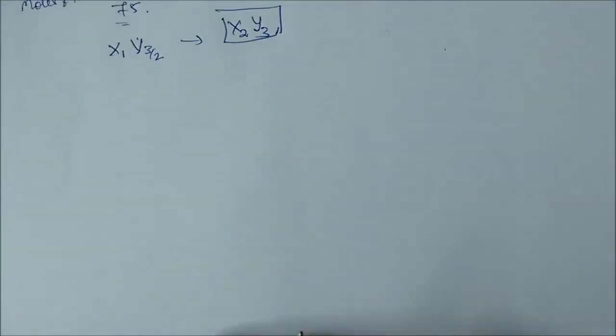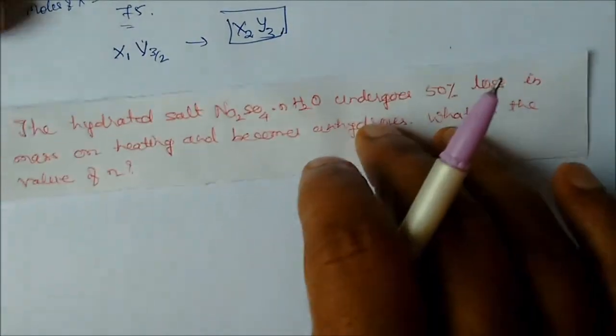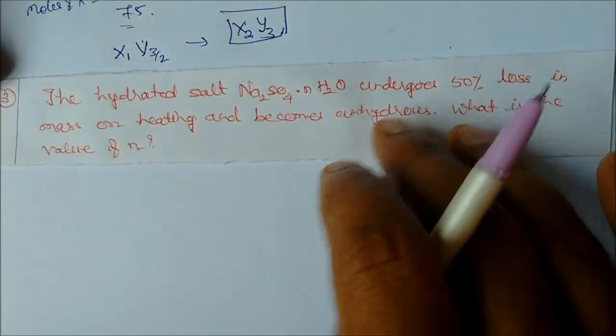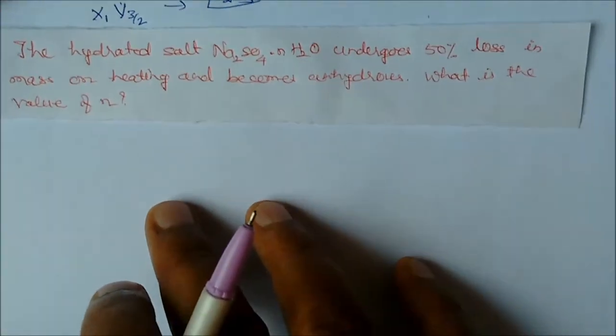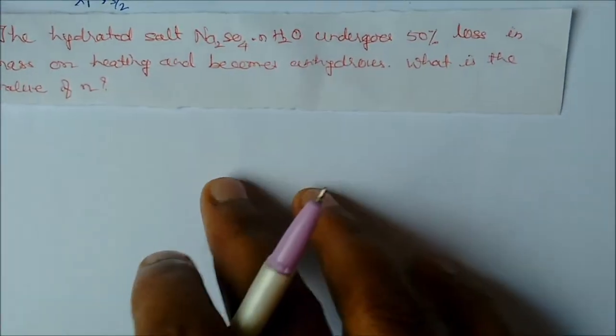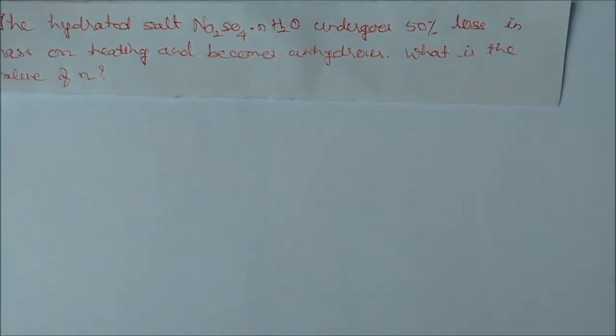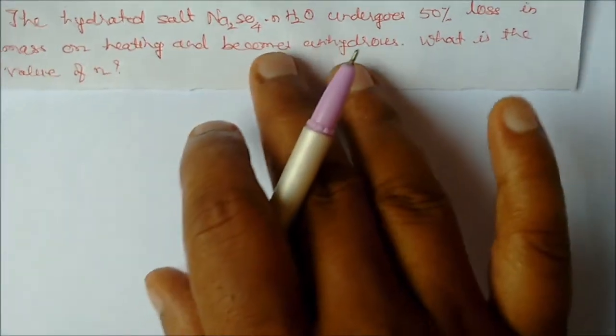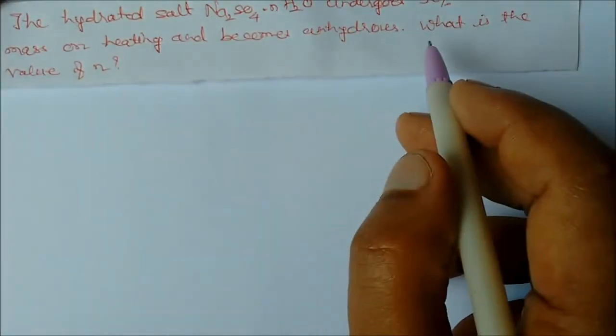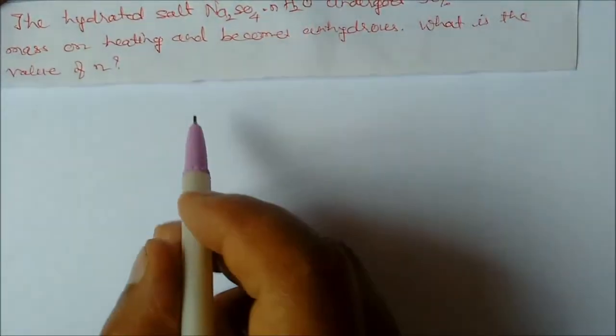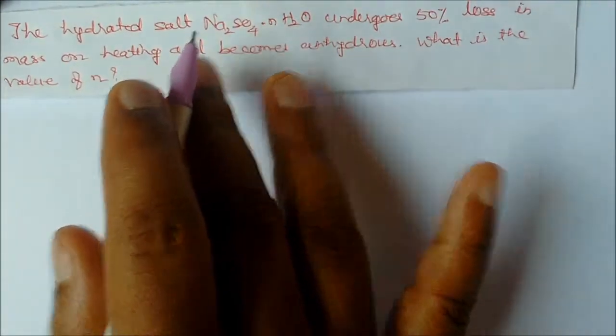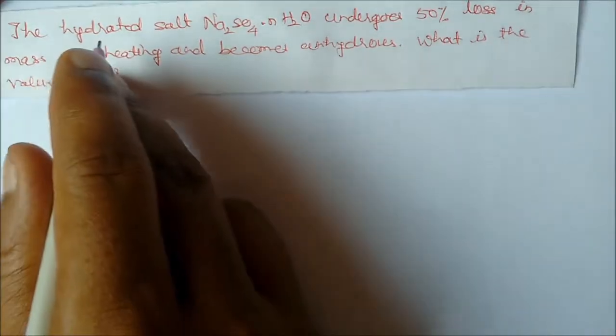So now next: the hydrated salt, sodium sulfate with n molecules of water, undergoes 55% loss in mass on heating and becomes anhydrous. What is the value of n? So here we have to find n. How to find it out?